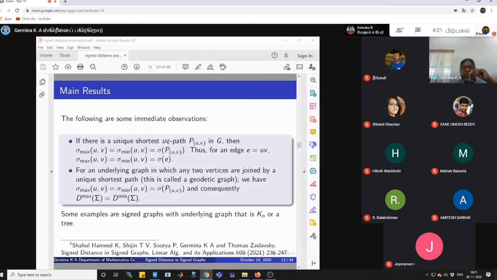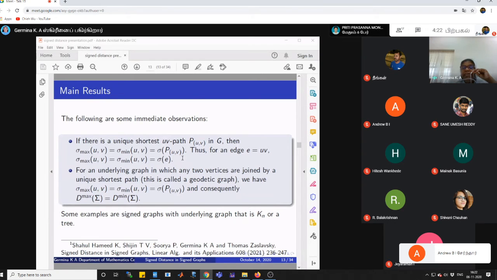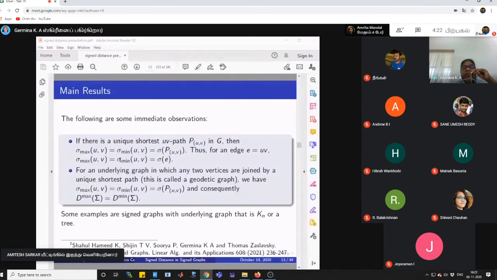If there is a unique shortest UV path P_UV in G, then if the shortest path is unique, sigma max of UV will be equal to sigma min of UV, equal to sigma of P_UV. So from this, what can you deduce easily? For an edge e equal to UV, sigma max of UV will always be equal to sigma min of UV, which is equal to the sign of the edge itself.